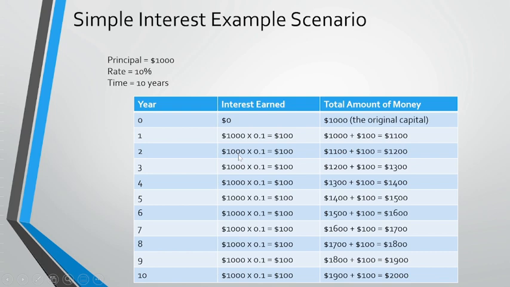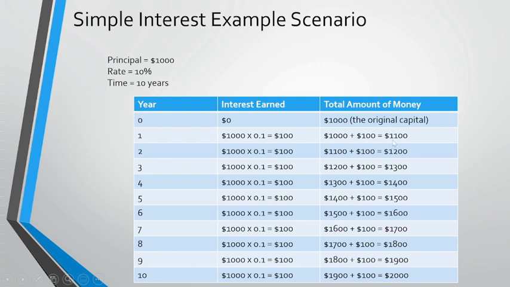So for the second year, the interest is the same. Third year, fourth year, as you can see, the interest for every single year is the same. So for the second year, we would again multiply $1,000 by the interest rate of 10%, that's 0.1, to get another $100 worth of interest.